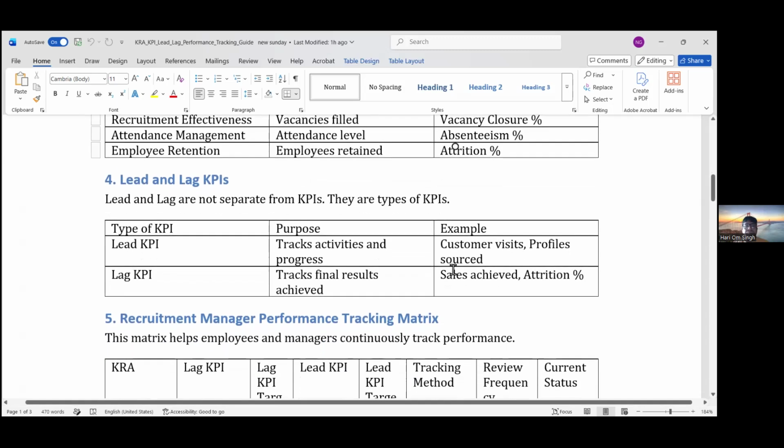Now, what is the difference between lead and lag? I've been repeatedly telling lead and lag. Lag indicator is the end KPI result. But I also should know, if I have to help the employee to ensure that he performs, he actually achieves the KRA, then I need to identify, not at the end, that you could have done A, B, C, D to achieve this. During performance review, now tell me, will it add value to you?